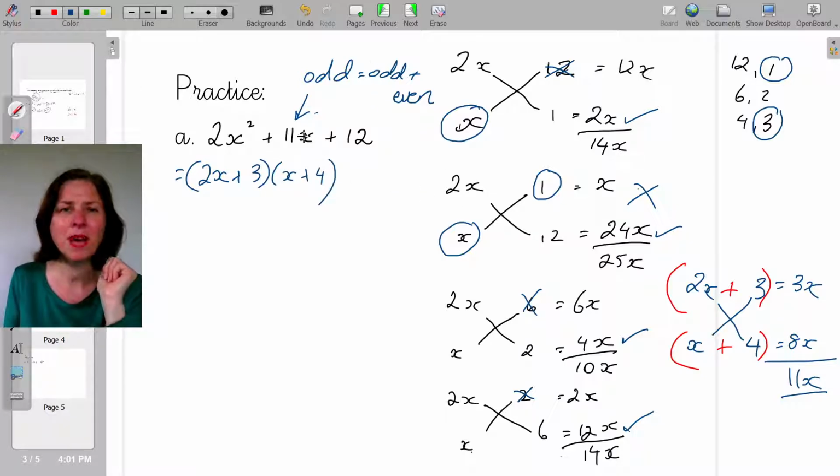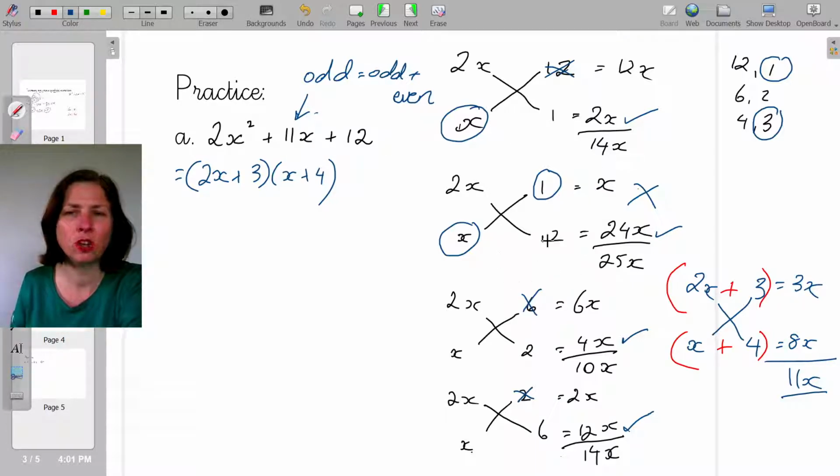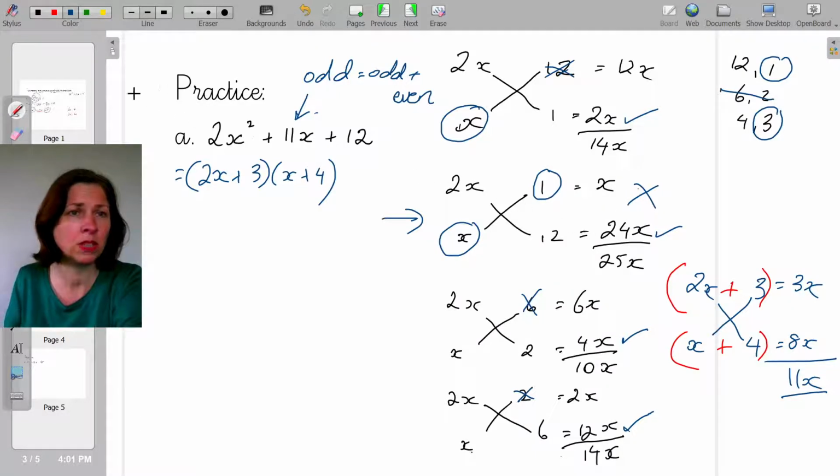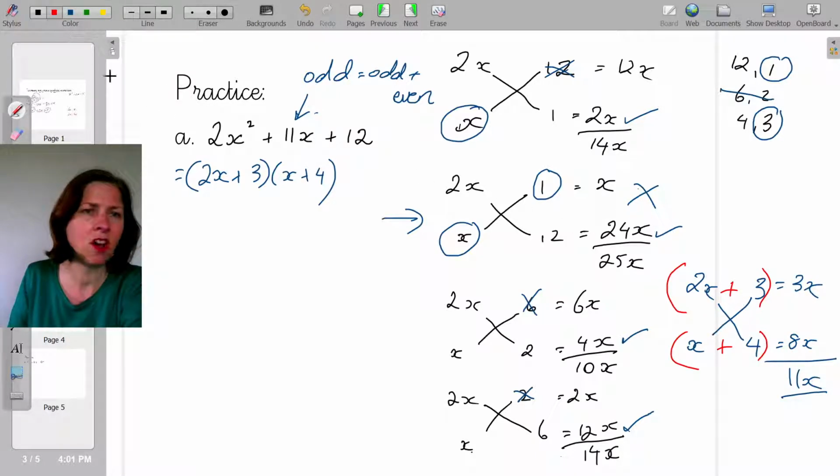Now, if I thought about this odd and even thing at the start, it would have been a lot quicker. I would have listed all of these and then I would have said, well, it can't be that. I could have tried this combination and that would have been wrong. And then I would have gone to this combination. But there's something else I could have thought about at the start as well. And that is the size of this number.